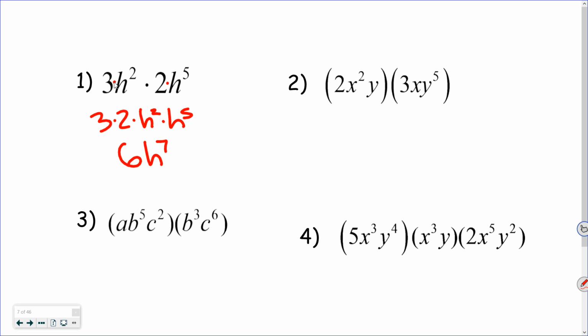You guys try 2 and 3. Pause it. Try 2 and 3. I'll give you the answer so you can check it in a second. And then we'll do number 4 together. So go ahead and pause it and work on those 2.